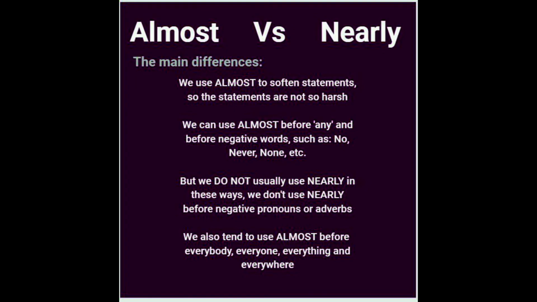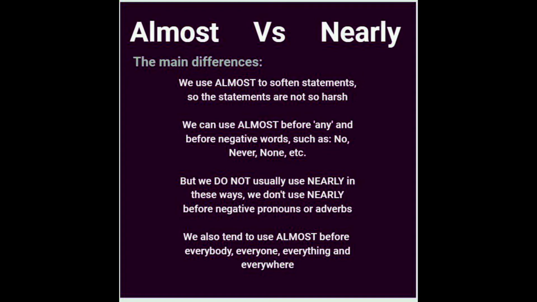So the main differences are shown here. We use almost to soften statements. So if we want to say something but not in a very hard or strong or direct way, we can use almost. If we want to say something that's maybe not too polite, we can use almost to make the sentence sound a bit nicer.